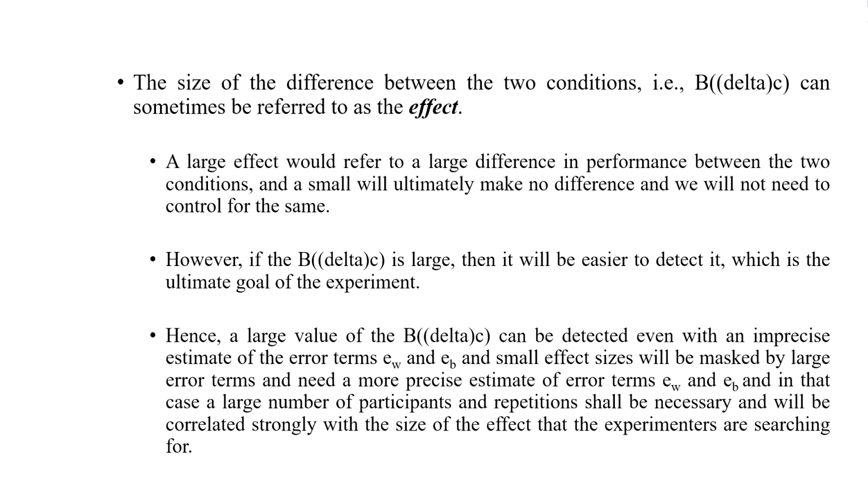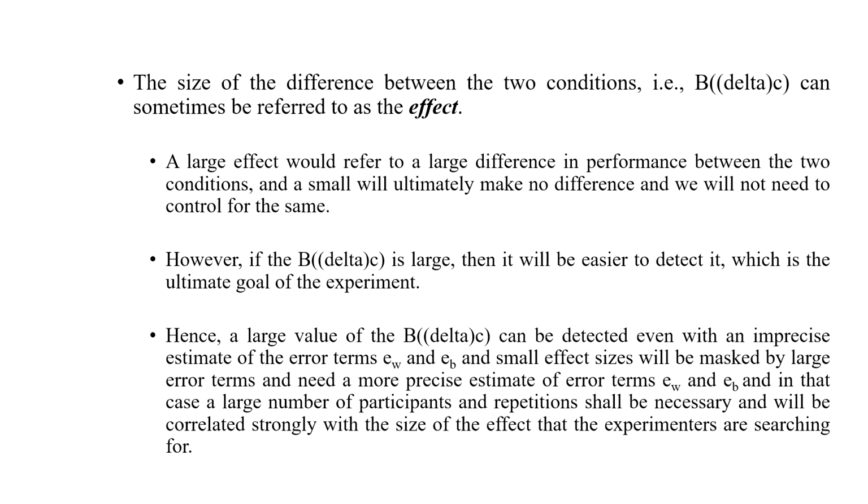When there is a large effect, it refers to a large difference in performance between the two conditions. Say for example, the difference between a word and a non-word. If wordness is the factor, then word and non-word reaction times are very different. The reaction times are faster for words. How much faster is your effect size. However, if B delta c is large, then it will be easier to detect. If it is small, it will be difficult to detect and you will need more measurements. That is what we were talking about.